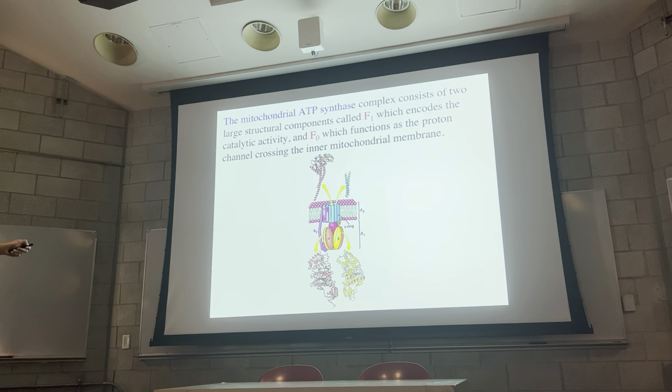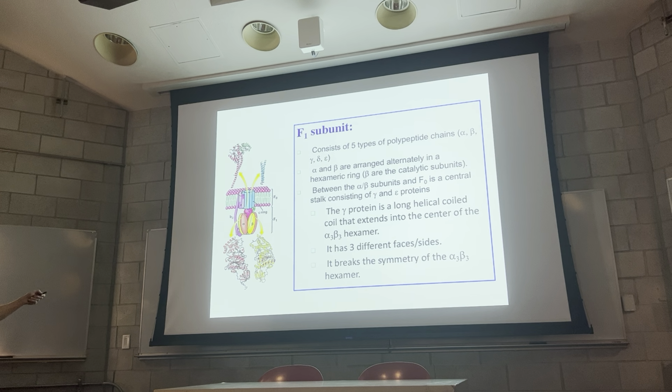So they named the regions F0 and F1. The F0 component is in the membrane and the F1 is in the matrix. So let's first talk about F1. It consists of 5 different types of chains. Alpha, beta, gamma, delta, epsilon. And as I already told you, the alpha and beta are arranged in a hexameric ring. The beta subunits have the active sites.